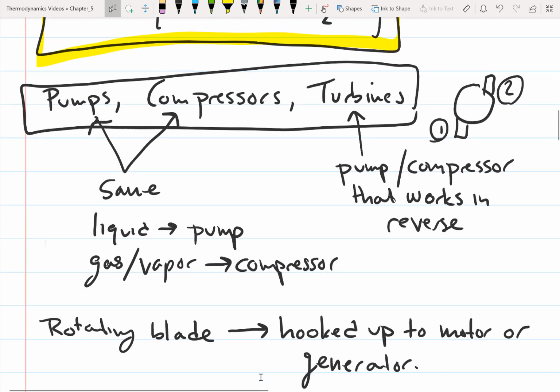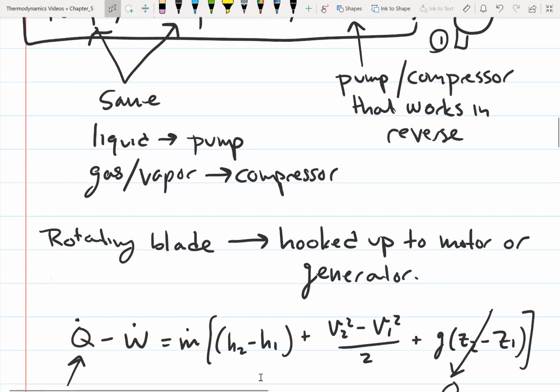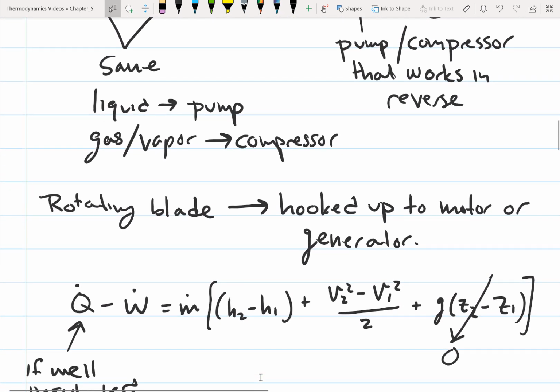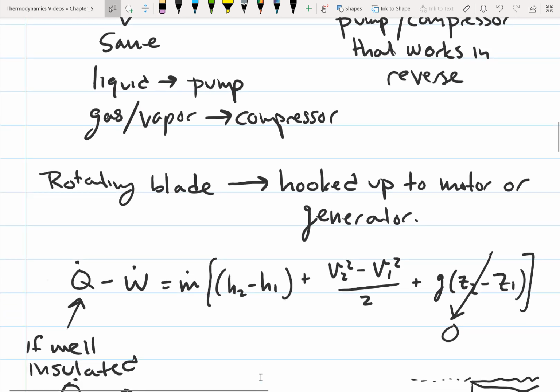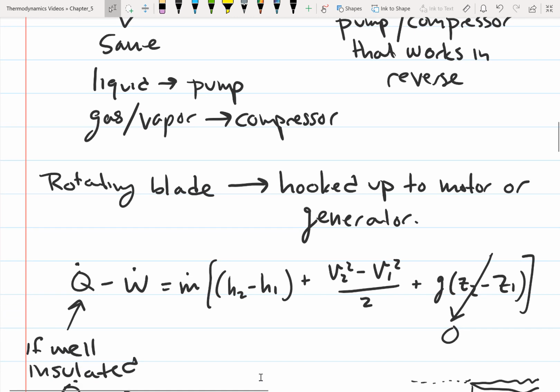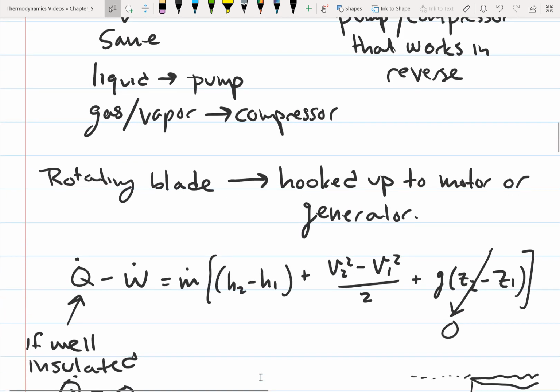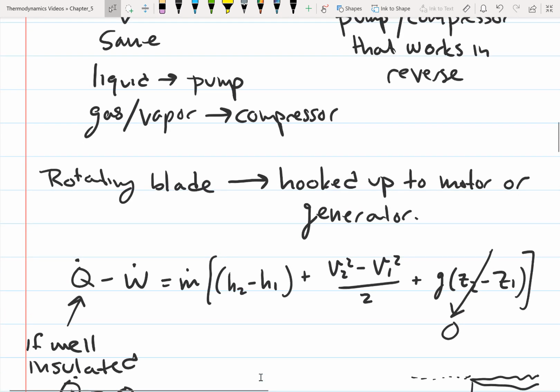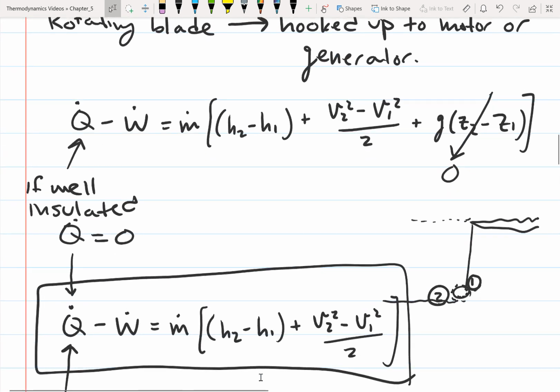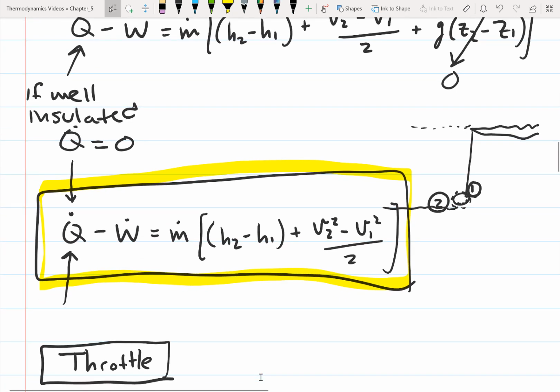For the pumps, compressors, and turbines, if we assume that it's well insulated, we can assume that Q is 0. We can also assume that the potential energy is approximately 0, assuming that we don't have a large height difference. But there will be work input or output. So this is our first law energy balance if we have a pump, compressor, or turbine.